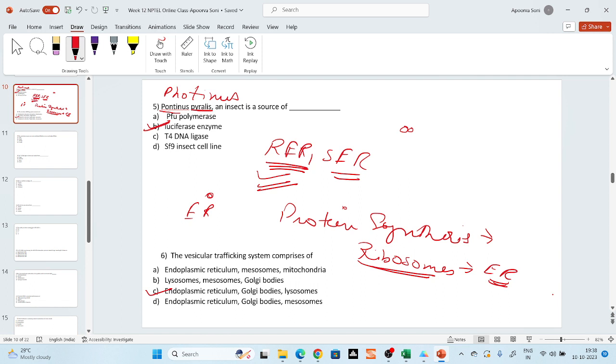In smooth endoplasmic reticulum, some kind of detoxification of some metabolic compounds takes place. So smooth endoplasmic reticulum is responsible for detoxification.